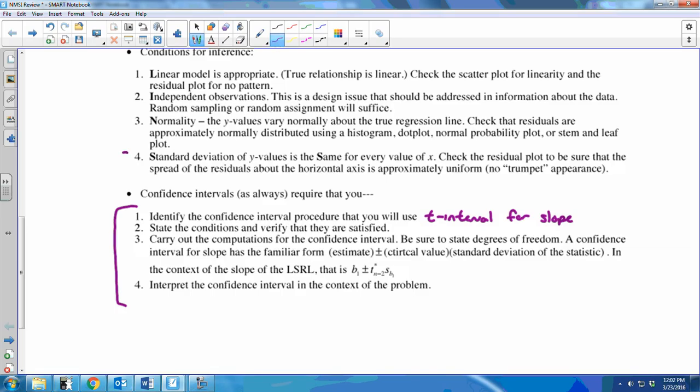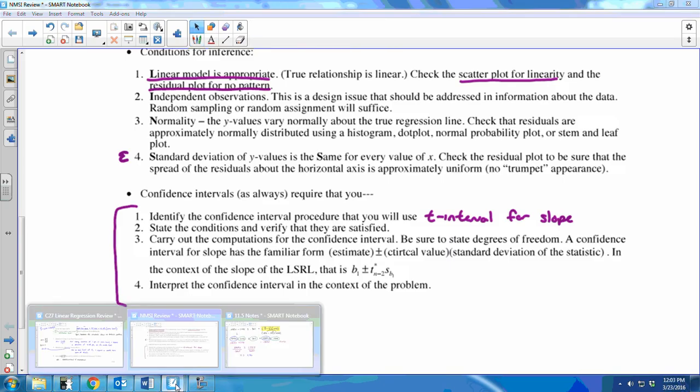So, your conditions spell out LINE. I can change the 4 to be an E, and I can explain how that would be. They spell out LINE, if it helps you remember, because it's about a linear equation. The first one says the linear model must be appropriate. You have to look at two things: is the scatter plot linear, and does the residual plot have no pattern?